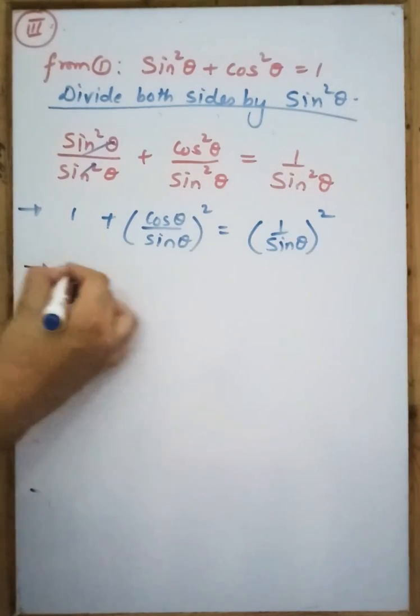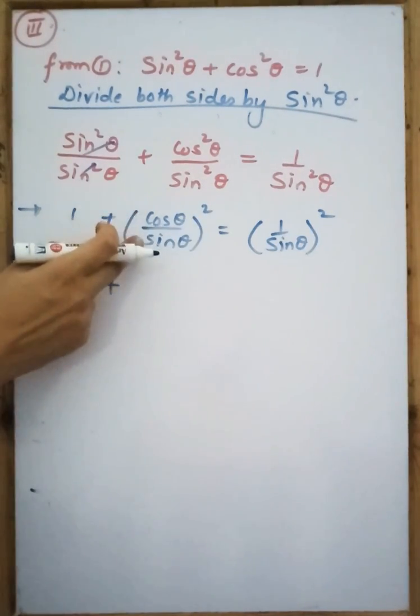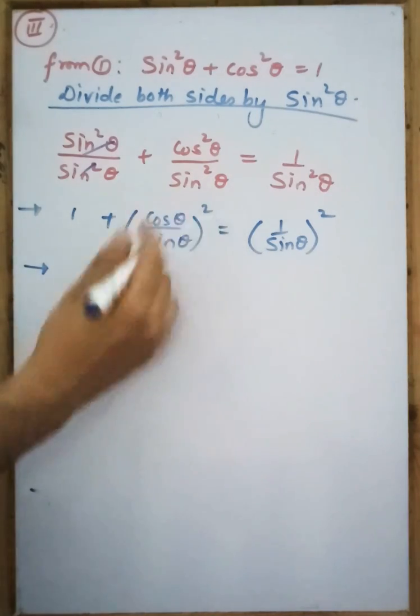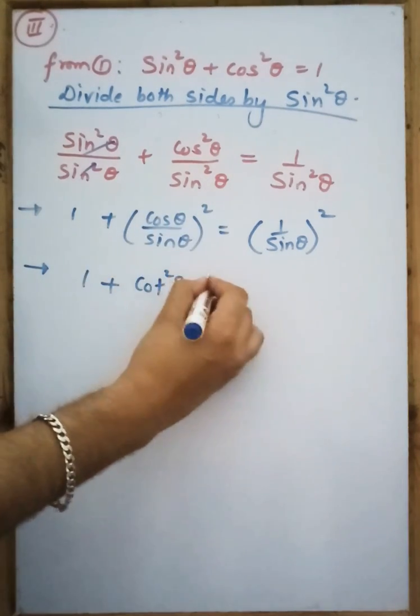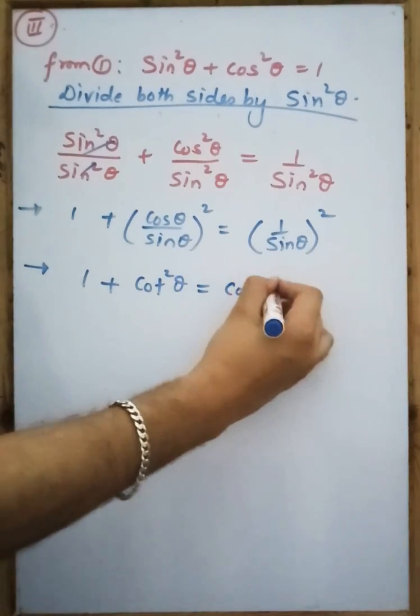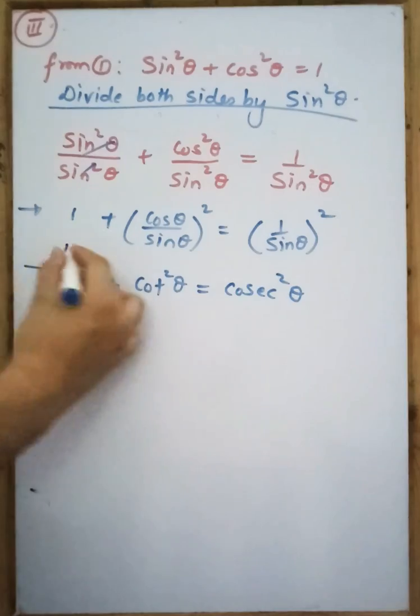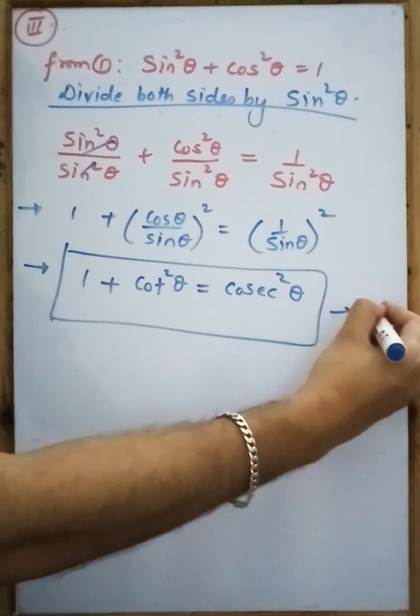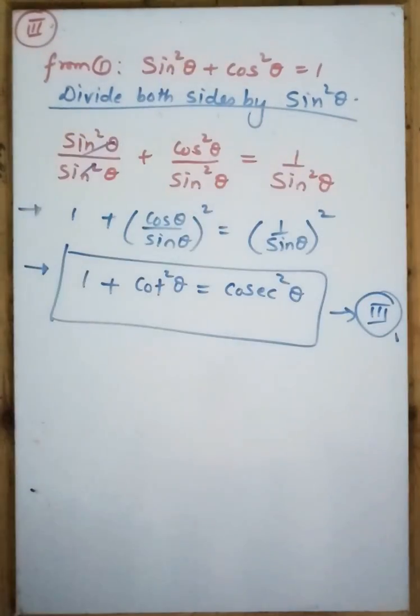So if I expand it further, it will become 1 plus cos by sine is cot, so cot theta whole square, which will be cot square theta, and that is equal to 1 by sine theta is cosecant, so which will become equal to cosecant square theta. So this is your third identity, identity number 3.